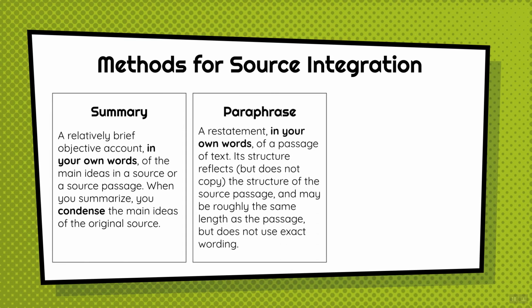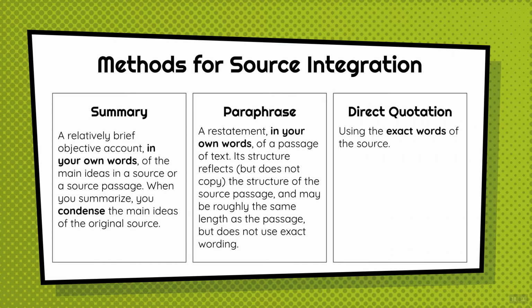With a paraphrase, the key word is to restate, again in your own words. The structure often reflects but does not directly copy the structure of the source passage. While a summary is shorter, a paraphrase may be roughly the same length as the passage. Sometimes a paraphrase is even longer than the original passage, especially when the original uses a lot of jargon and you have to take some extra time to explain what things mean. And then direct quotation is obviously using the exact words of the source.